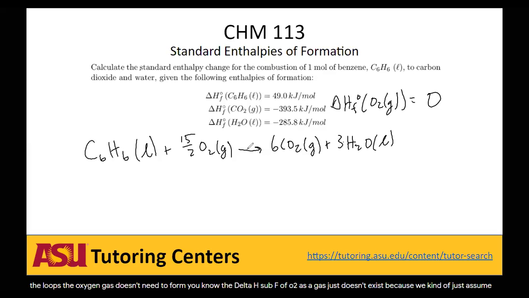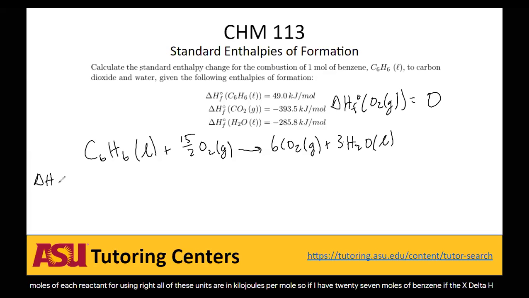Okay, now we get to put everything together. So we're going to use that idea of products minus reactants. And we have to also take into account how many moles of each product and how many moles of each reactant we're using, right? All of these units are in kilojoules per mole. So if I have 27 moles of benzene, I'll have to multiply my delta H by 27. So just keep that in mind as we go through this.